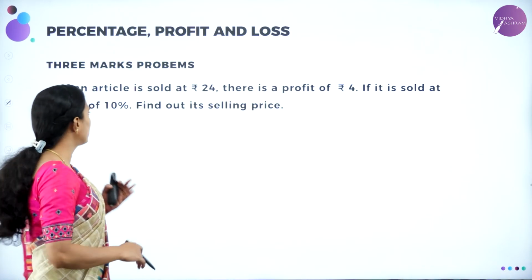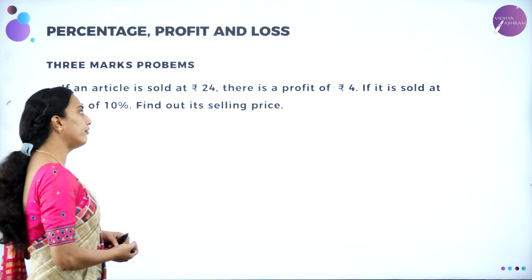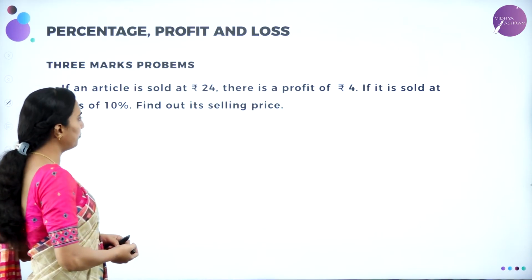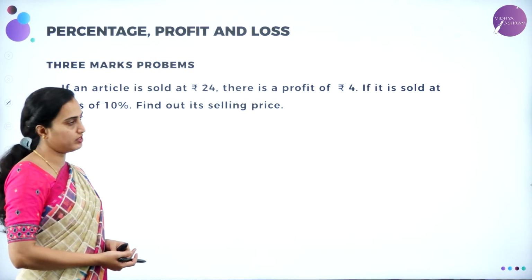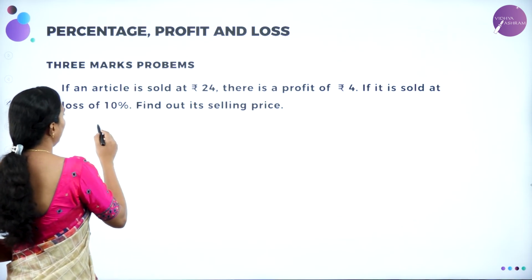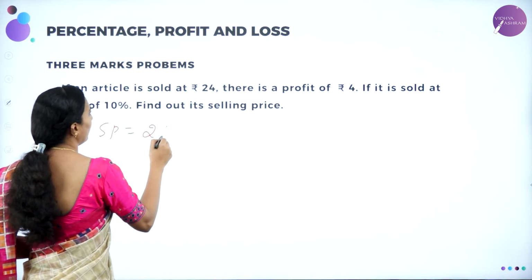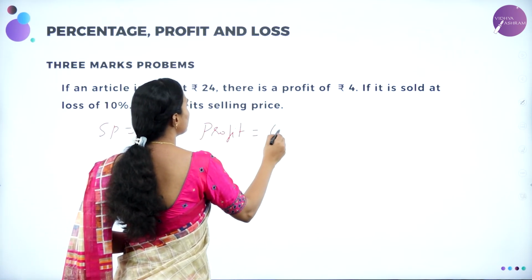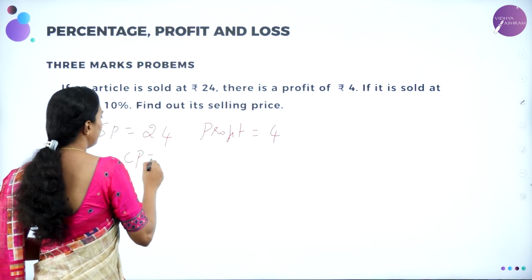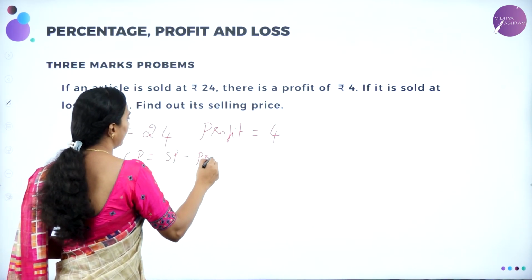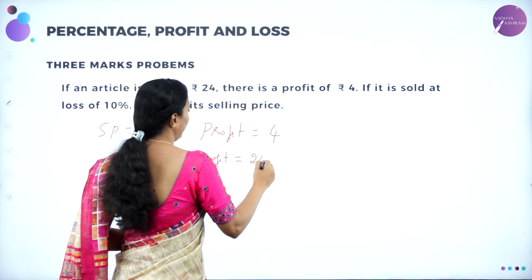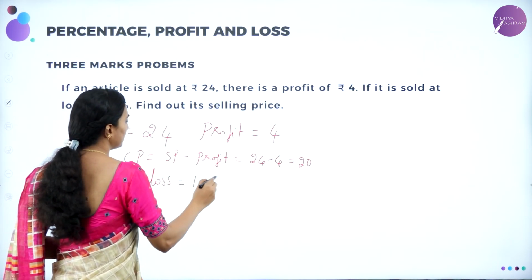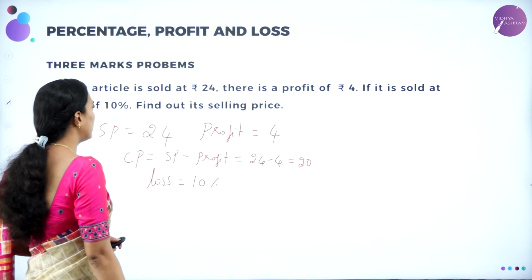So what is the next question, dears? If an article is sold at rupees 24, there is a profit of rupees 4. If it is sold at a loss of 10%, find out its selling price. So the article's SP is equal to 24 and the profit is rupees 4. So what is CP? CP will be equal to SP minus profit, which will be 24 minus 4, which is 20. And the loss is 10%. Right? They've asked you to calculate the selling price.